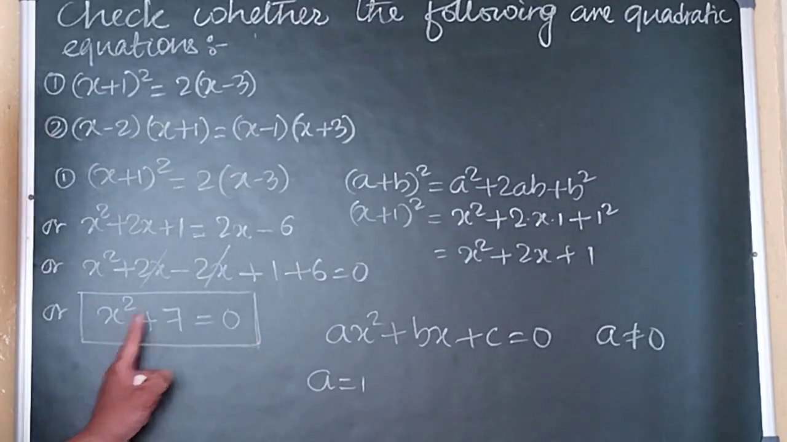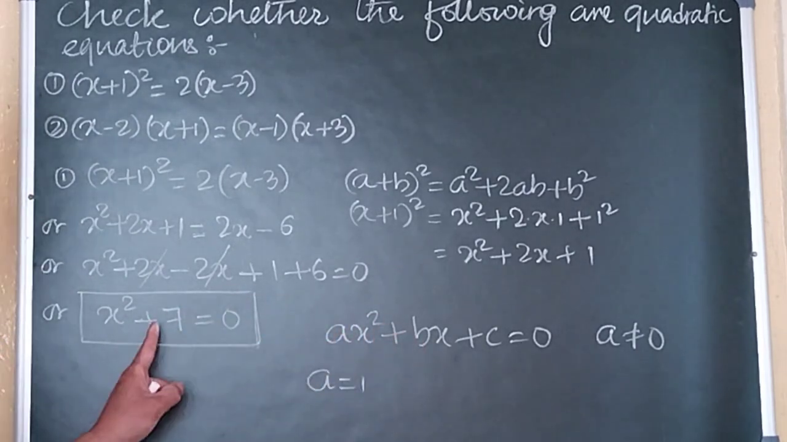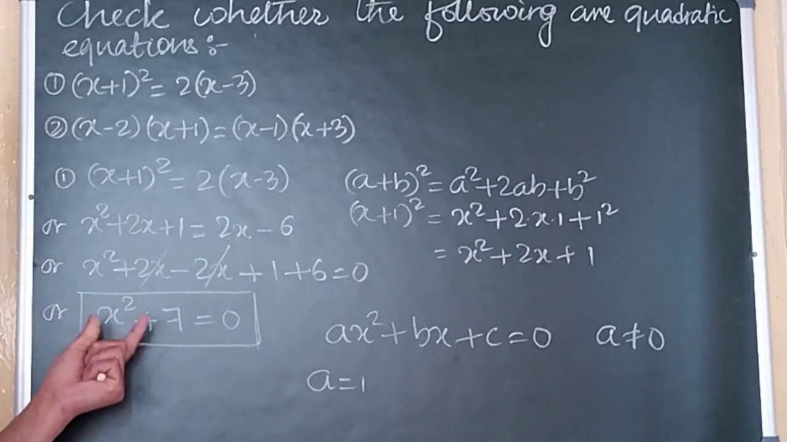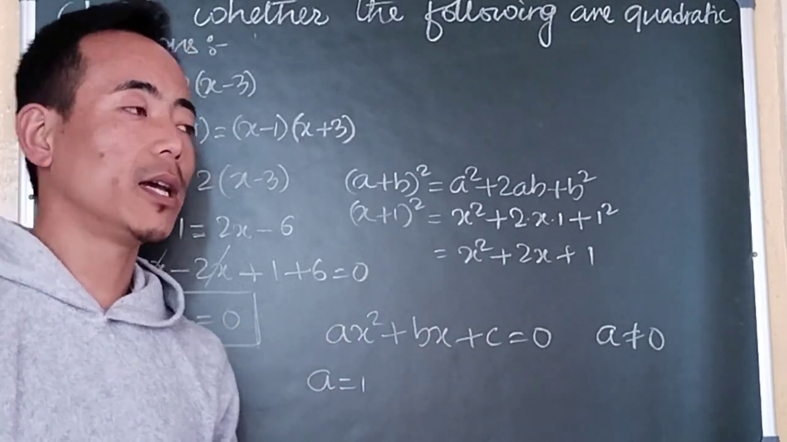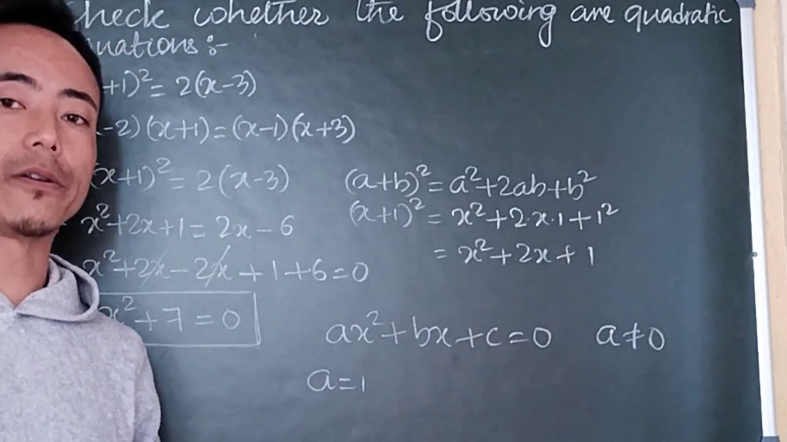So this equation and this equation is similar. Here the value of b is 0. So that's why we don't have this second term in this equation. So x squared plus 7 equals to 0 represents your quadratic equation. So that means this first equation is quadratic.